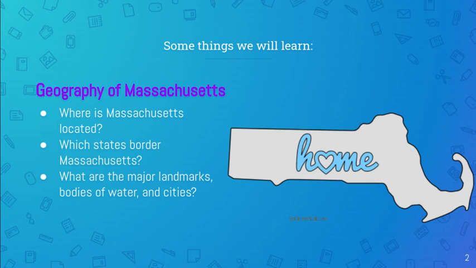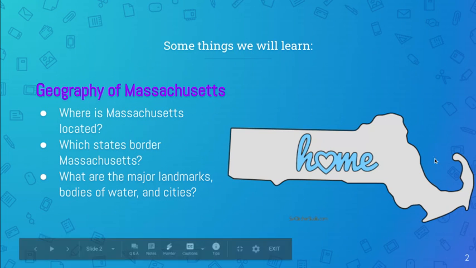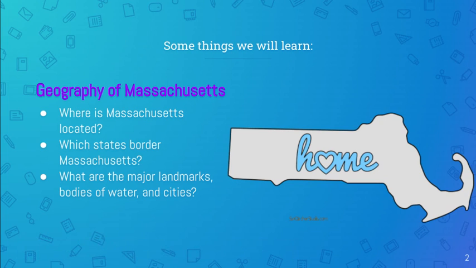If you weren't sure, this is a map of Massachusetts. That's kind of what our state looks like. And you'll be very familiar with that by the time we're done.